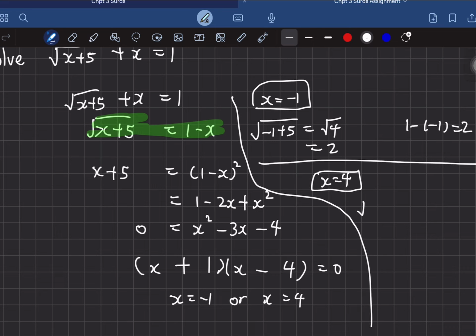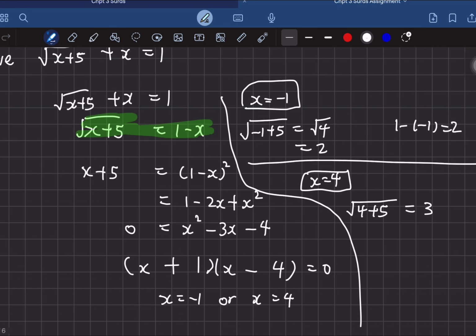Okay. Then after that, over here, my x equals 4. So I have square root of 4 plus 5 equals square root of 9. I have 3. Then on my right hand side, I have 1 minus 4. I have a negative 3. It does not make sense because positive 3 and negative 3 are not the same. So which means that this has to be rejected. So this is rejected.